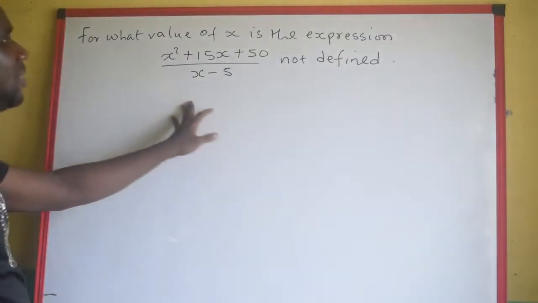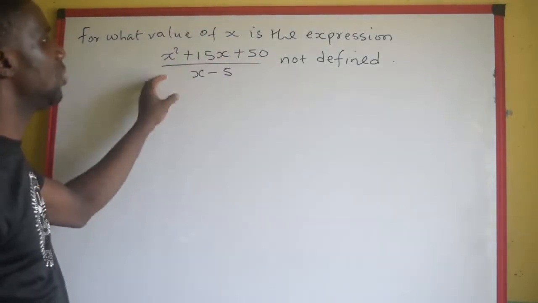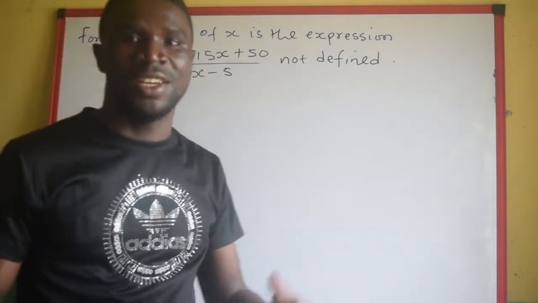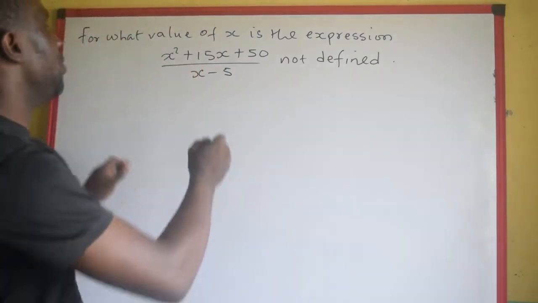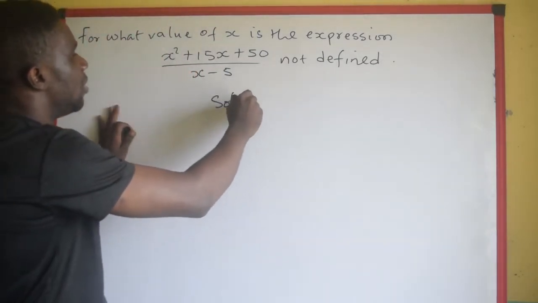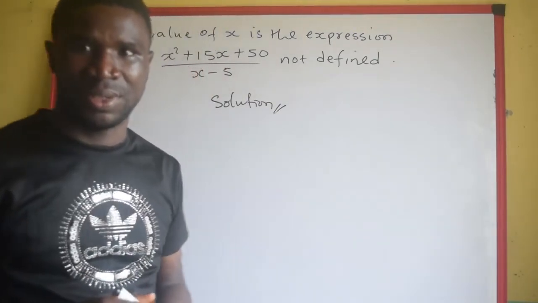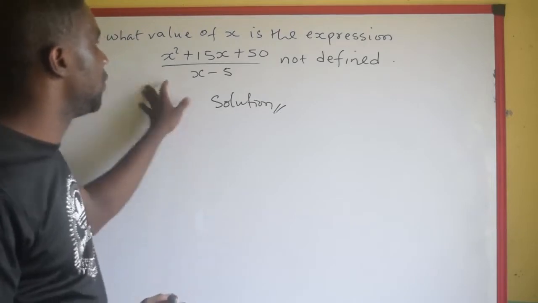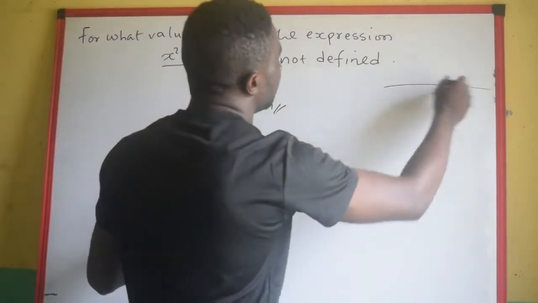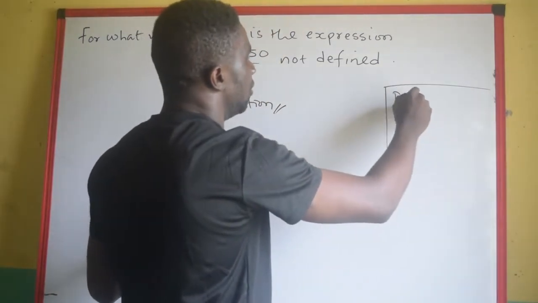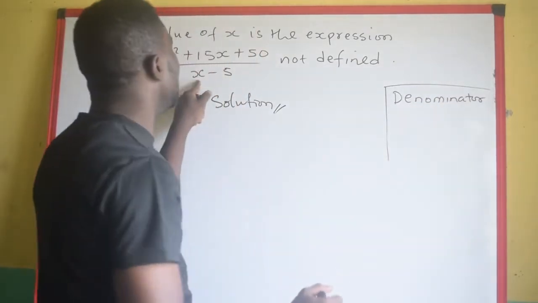So you have this. The question has been given to you. It says, for what value of x is the expression not defined? Not defined is the same as saying undefined. Like I said, when you write the solution, there are factors that you must consider before you attempt to solve this question. The first factor is to consider the denominator. You have to consider the denominator. And the denominator here is x minus 5.